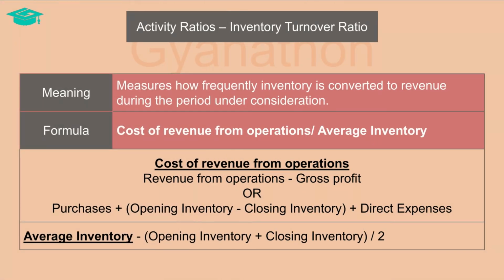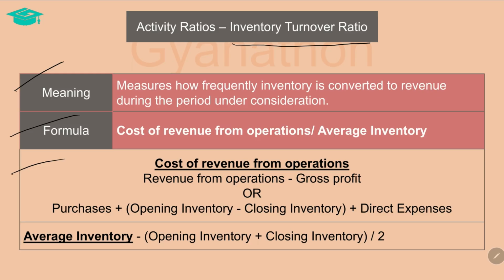The first activity ratio that we will discuss is the inventory turnover ratio. The inventory turnover ratio measures how frequently inventory is converted to revenue during the period under consideration. It establishes a relationship between the average inventory and the cost of revenue from operations. The formula to compute the inventory turnover ratio is cost of revenue from operations divided by average inventory.